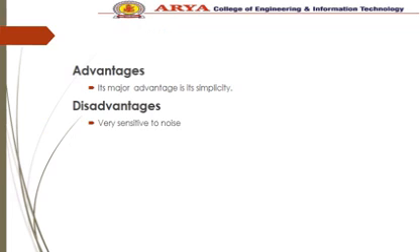Simplicity is the main advantage of the ASK modulation technique, that its circuits and its process are very simple. But at the same time, because this is the amplitude modulation technique, and the noise and the interference affect the amplitude first, it is very sensitive to noise.